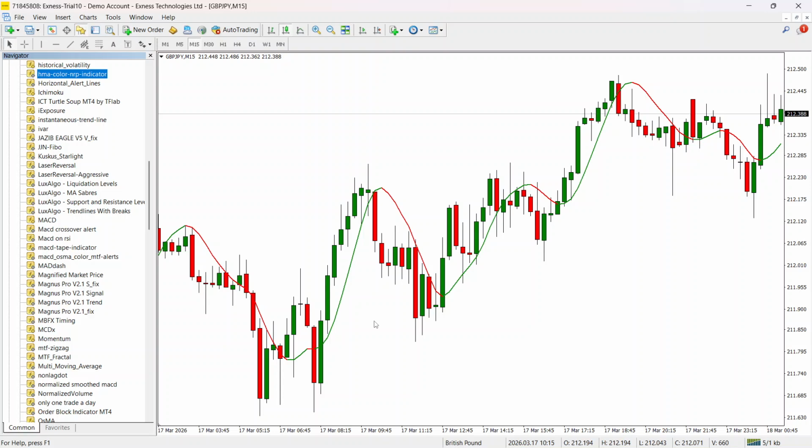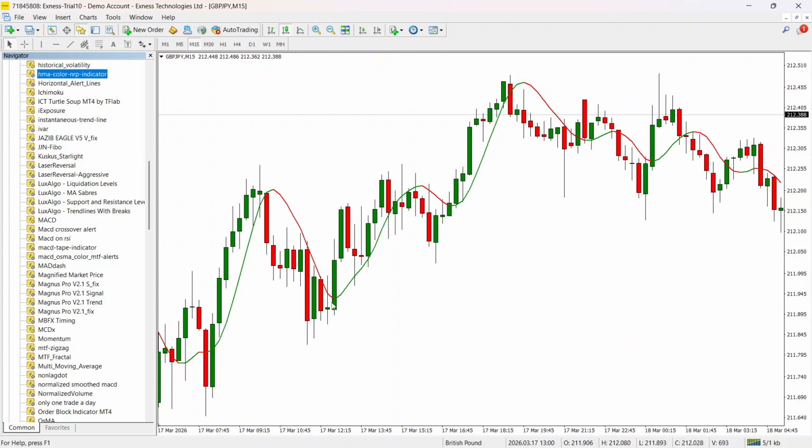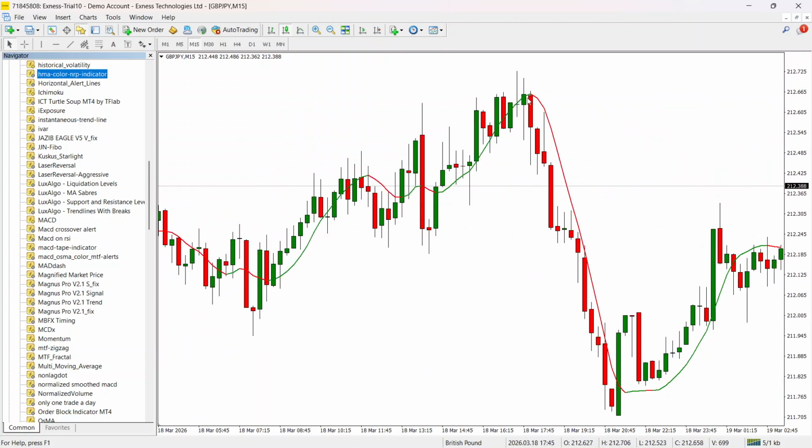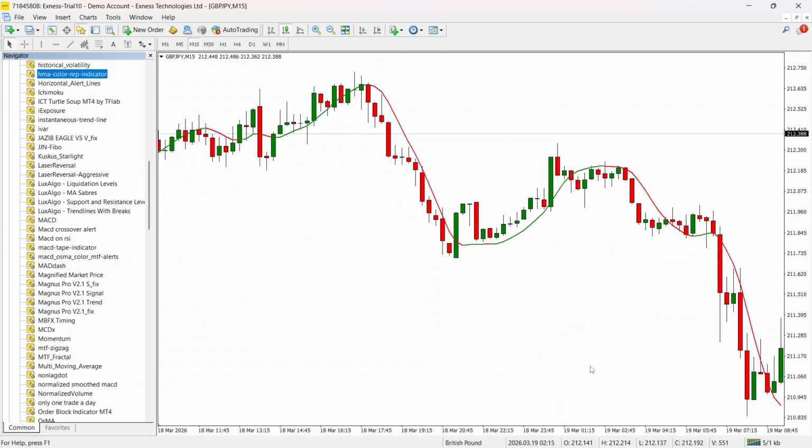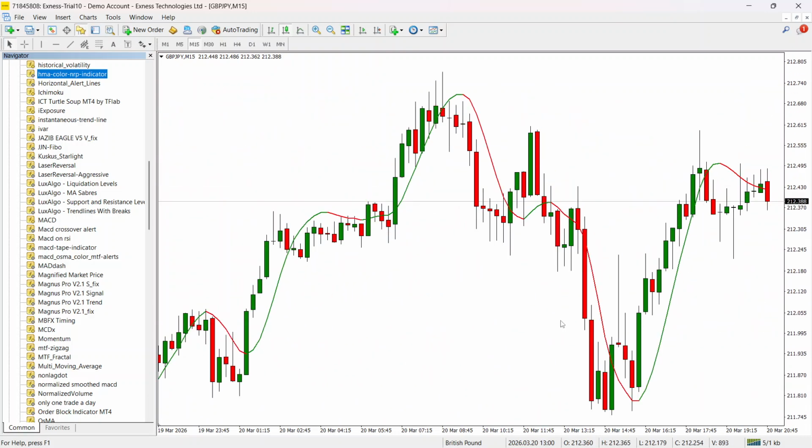Now the HMA Color NRP Indicator draws a single Hull moving average line directly on your chart, switching color according to the current trend, that is bullish or bearish trend. As you can see on the chart, the green segment shows a bullish phase, while the red segment indicates a bearish phase, as we can see over here on the chart. So you can instantly see whether price is in an uptrend or a downtrend currently.